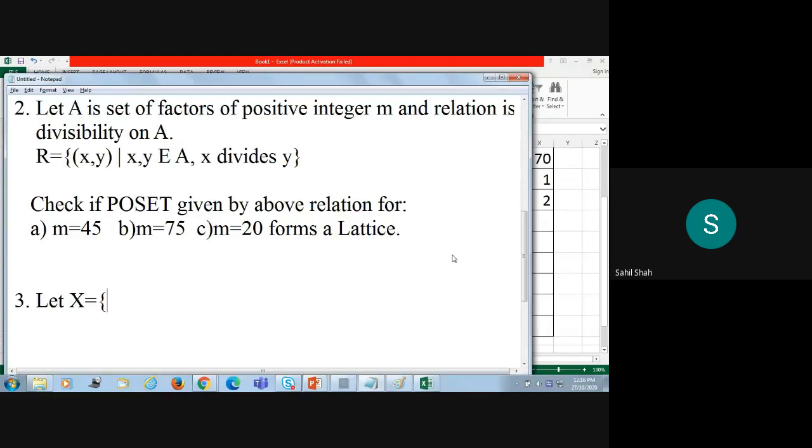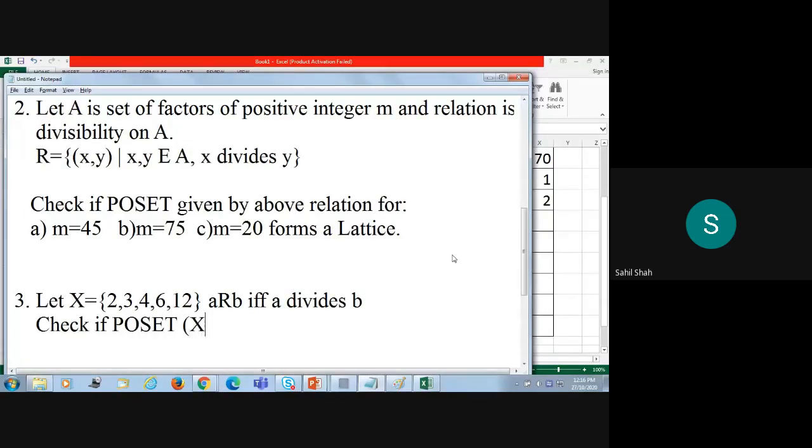Let X equal to 2, 3, 4, 6, 12. a is related to b if and only if a divides b. This is the relation given. Check if the set X with divides is a lattice. All these examples have been asked many times in university examinations.